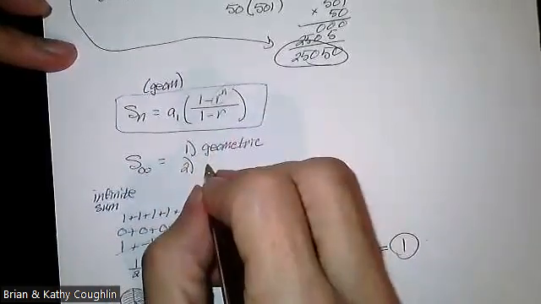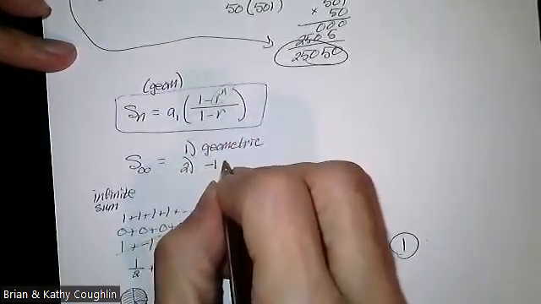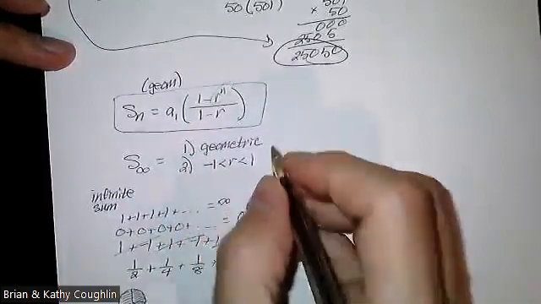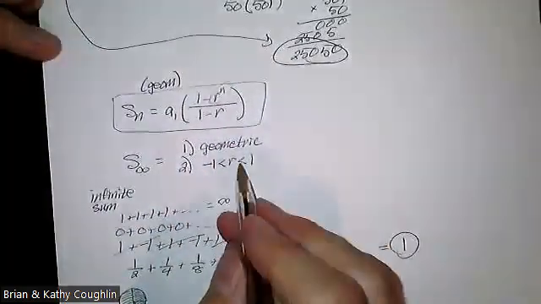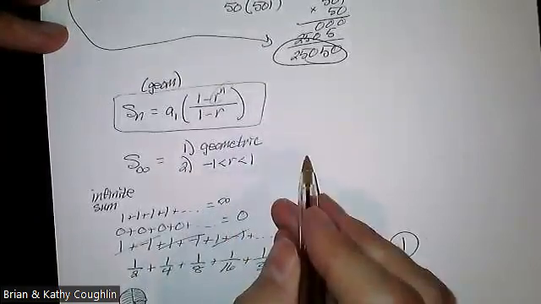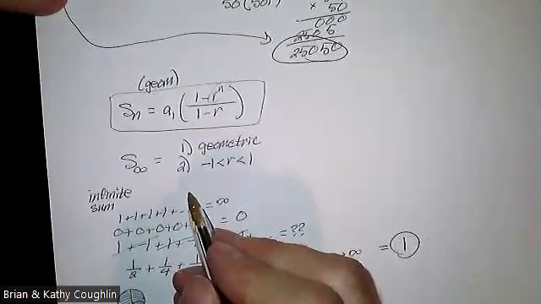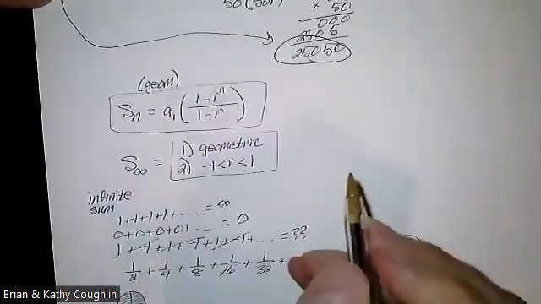Second, R has to be between -1 and 1. In other words, it has to be a fraction, like 1/2 or 1/3 or 2/3. It can't be 1 or bigger, and it can't be -1 or smaller, because that would mess up the sum. These are the 2 conditions by which an infinite sum would exist at all.